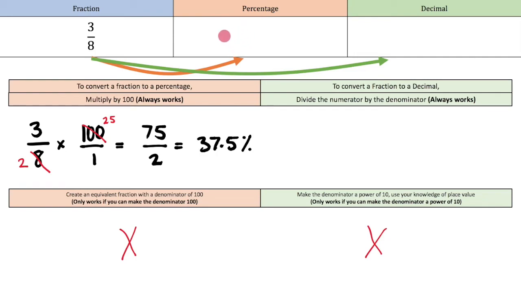And I'm going to write that up here. Ooh, that's an ugly 3. Let's try that again. 37.5%. Okay, having done that, let's now turn this fraction into a decimal.